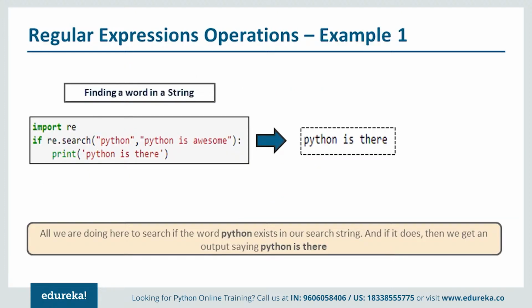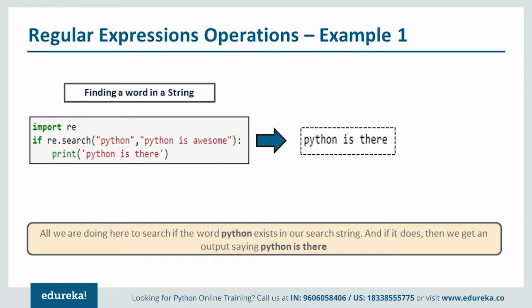Now let's talk about the first example. Here we are just trying to find a particular word in a string. We want to search for the word Python in this string, using a module called re. With re.search, I search for the word Python in the string "Python is awesome." Then I run a print statement saying "Python is there." I'm just checking whether the word Python is present in the string or not.